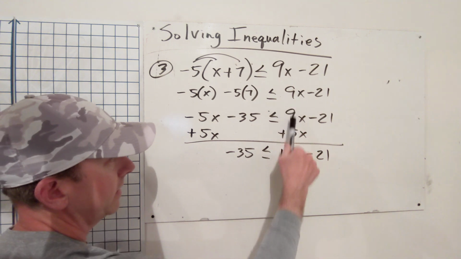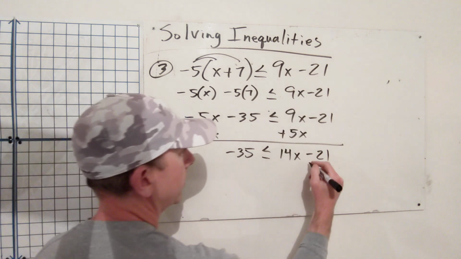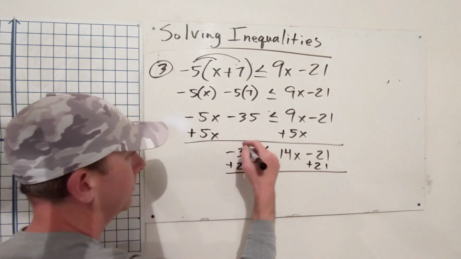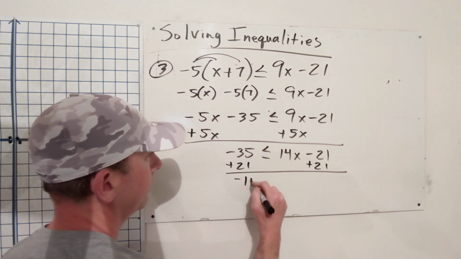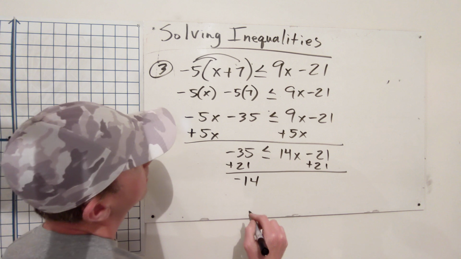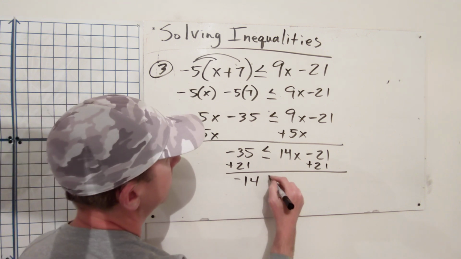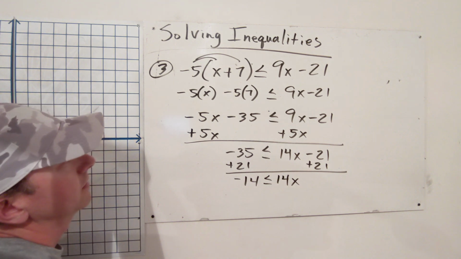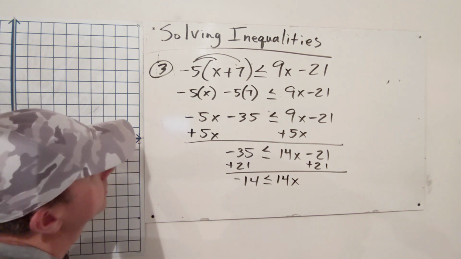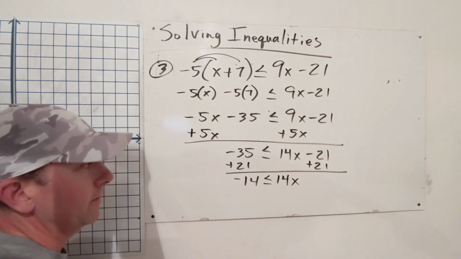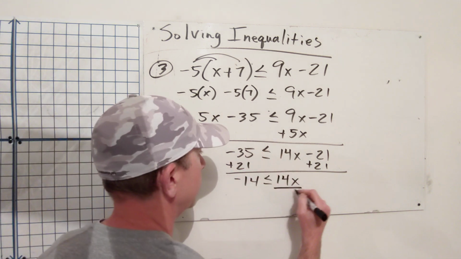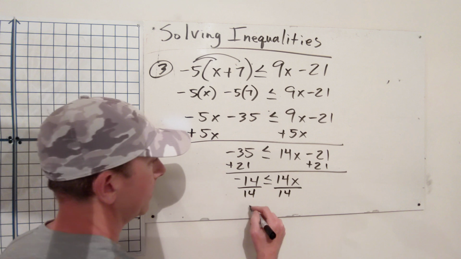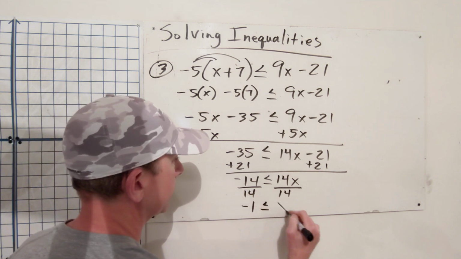As I combine the 9 and the 5, here are the like terms. We're going to add the 21 to both sides. When we do that, we're going to get negative 14 is less than or equal to 14x. All right, if you have any questions, like I said, feel free to pause it. We're going to divide by 14 on both sides. When we do that, we get negative 1 is less than or equal to x.